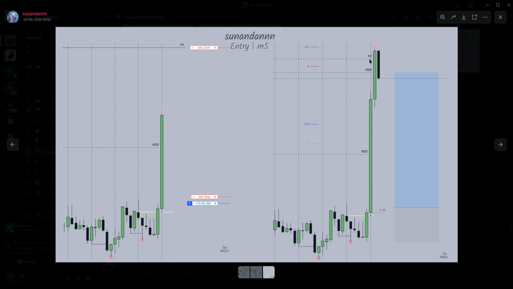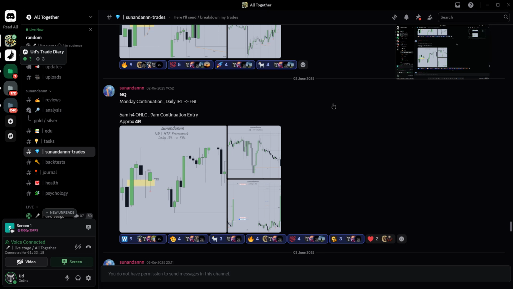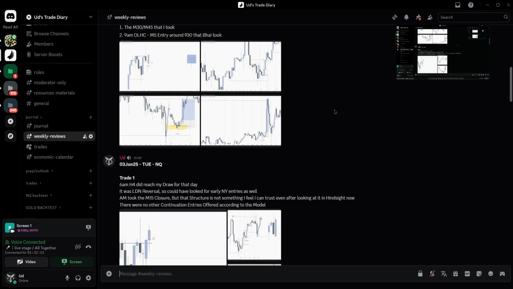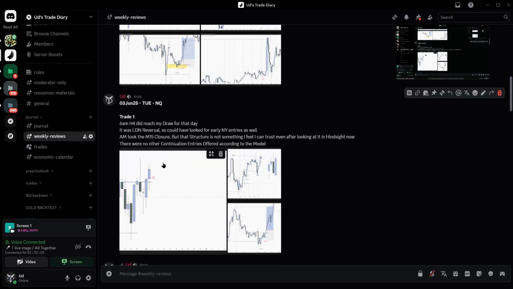Correct. This was the entry that he took till here. So this was his entry. Again, two entries, well according to our setup, well according to the model.